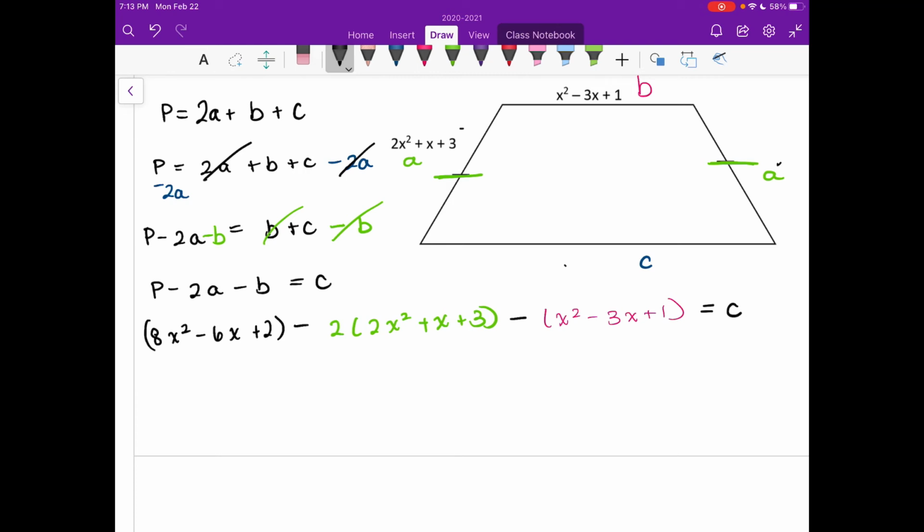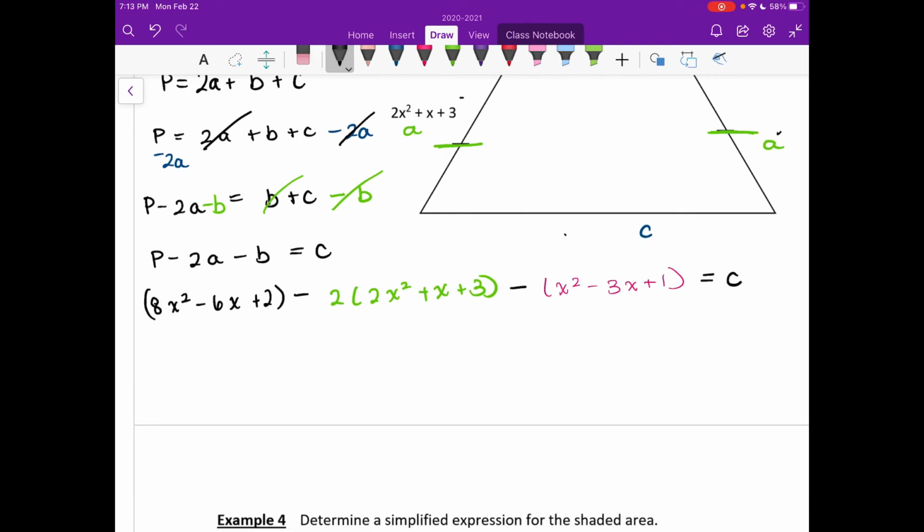So let's figure this out. For 8x squared minus 6x plus 12, it's just a positive 1 on the outside, so you can just drop those brackets. Here, we need to multiply everything inside this bracket by negative 2 because it's a negative 2 on the outside. Negative 2 times positive 2x squared is going to become minus 4x squared. It's just the distributive property. Negative 2 times positive 1x is negative 2x. Negative 2 times positive 3 is negative 6.